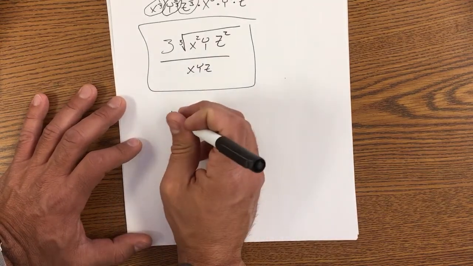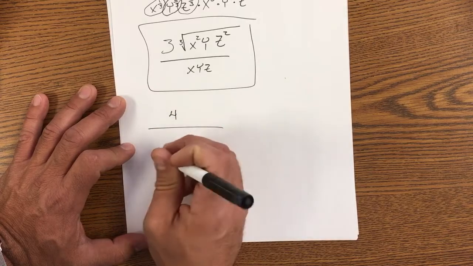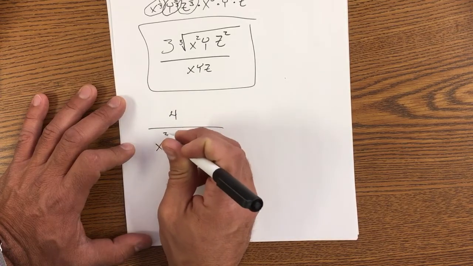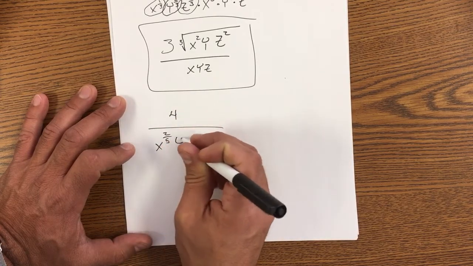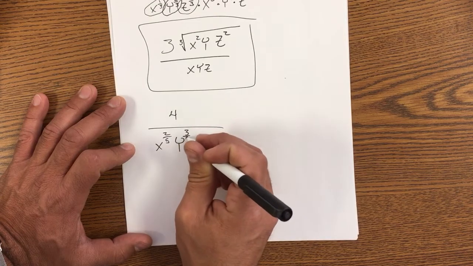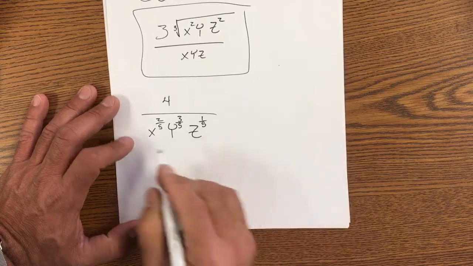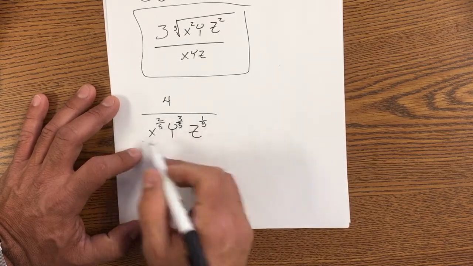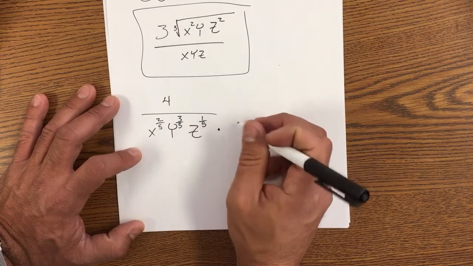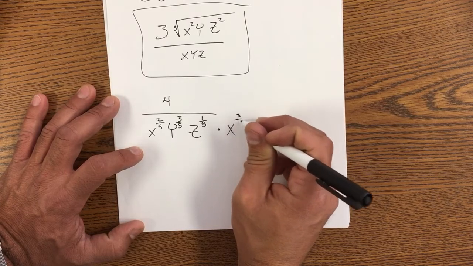So let's do another example here. x to the 2/5, y to the 3/5, z to the 1/5. So I'm going to look at this and say, what do I need to add to 2/5 to get to 5/5? And that's going to be 3/5.